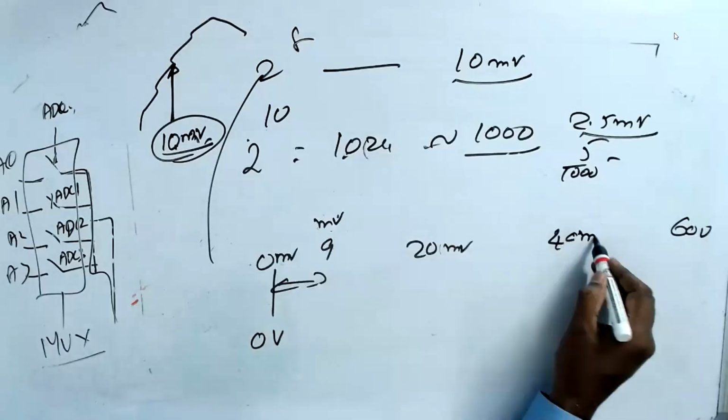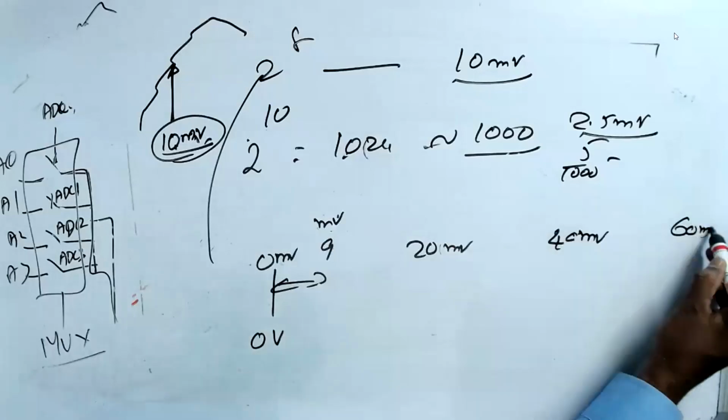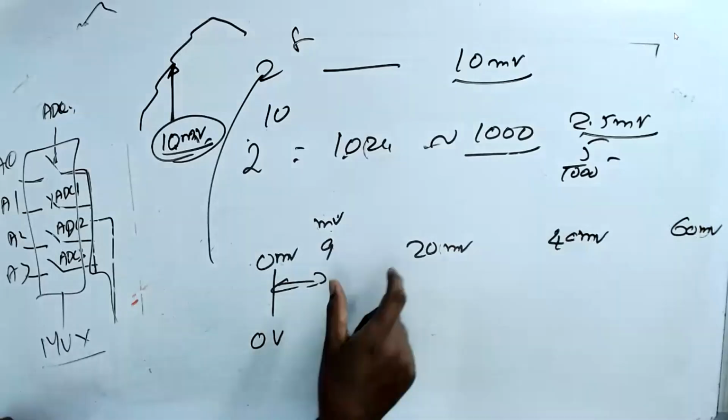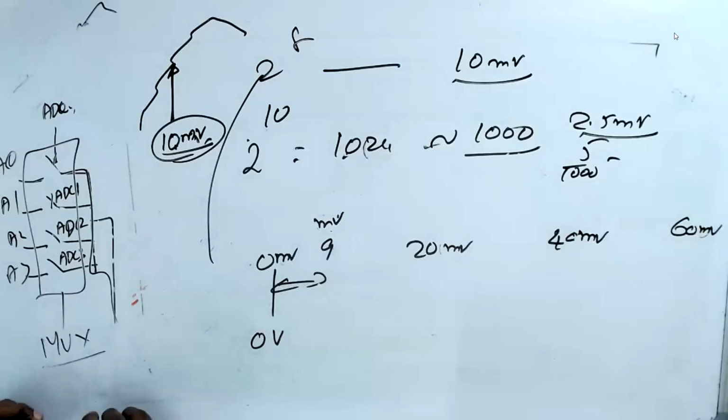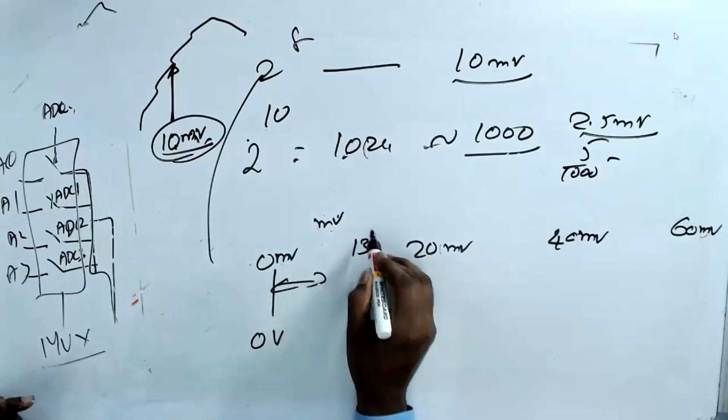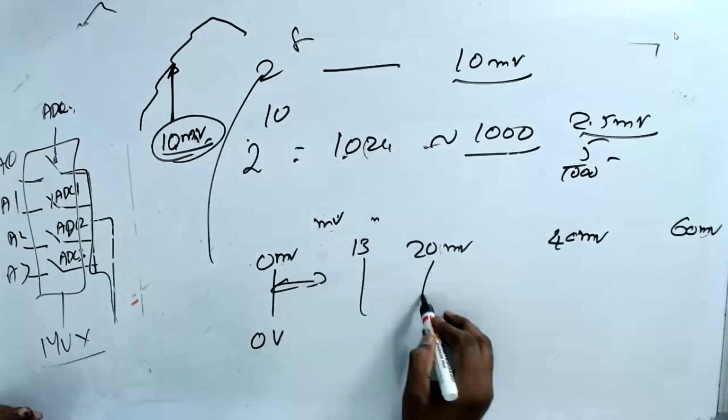You understand now? That is what happens. Suppose this becomes 13 millivolt, I will take this one. The difference is 7 millivolt. So that's why we always take the middle.